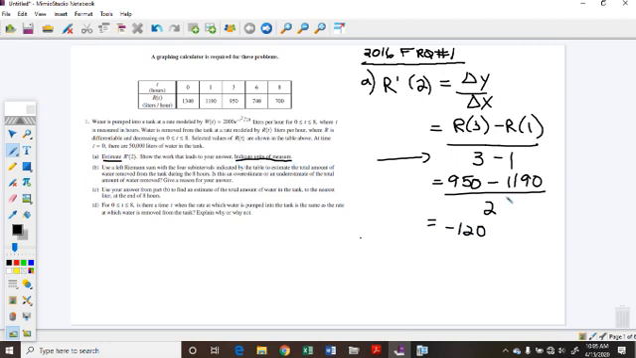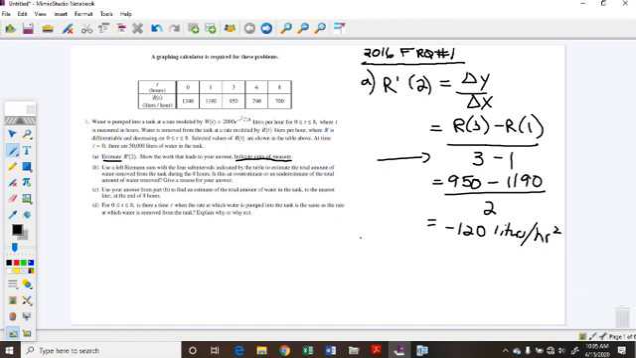But they give you this little statement here. If you don't put the units in, you're going to lose a point. So it is liters per hour squared, because this is liters per hour. We took the derivative of it, so it's liters per hour squared.